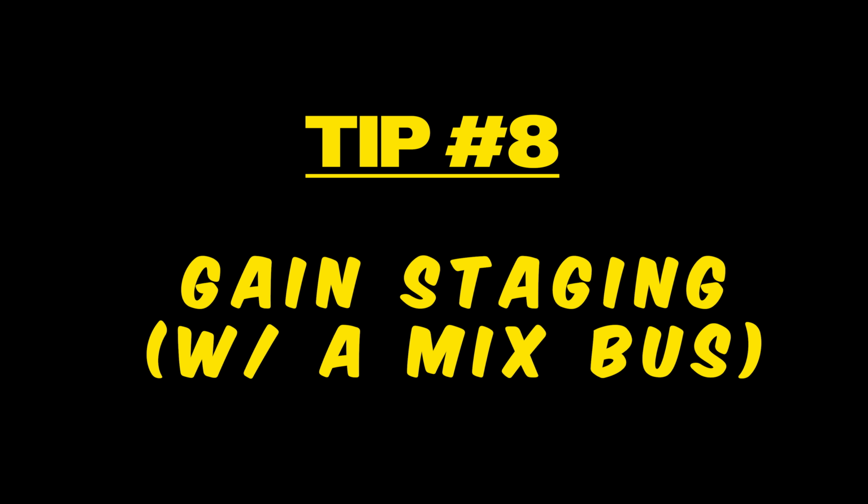All right guys, so tip number 8 is going to be gain staging, and this is one that I learned recently. What we want to do is route all our audio tracks into a mix bus. We're going to then turn the mix bus all the way up. We're going to level our vocals, and then once we have it leveled, we're going to turn our mix bus down to 0, and then we start processing our vocals.